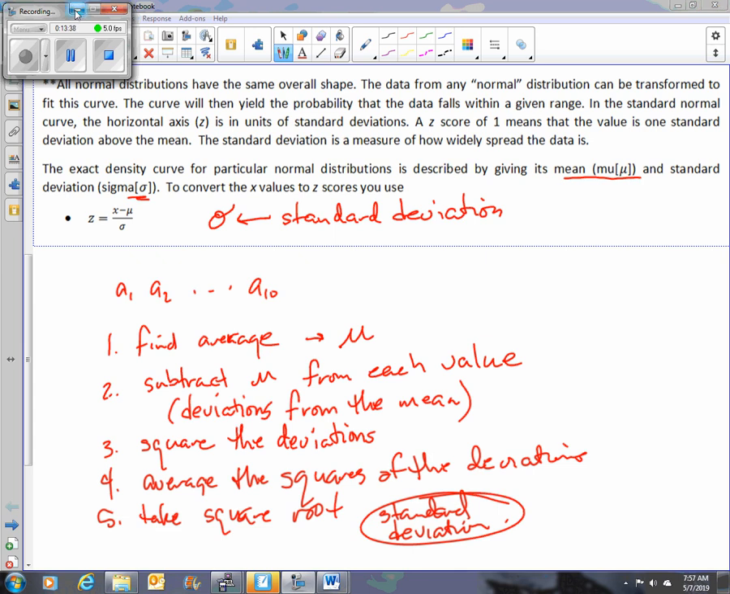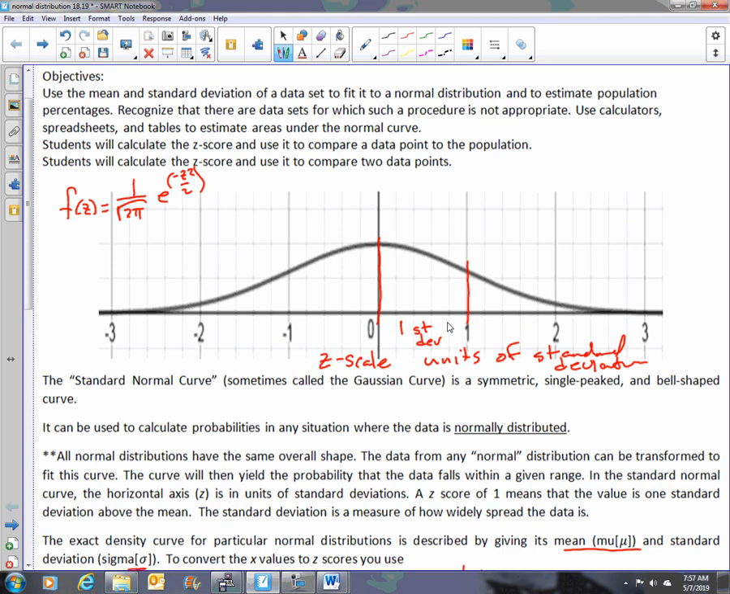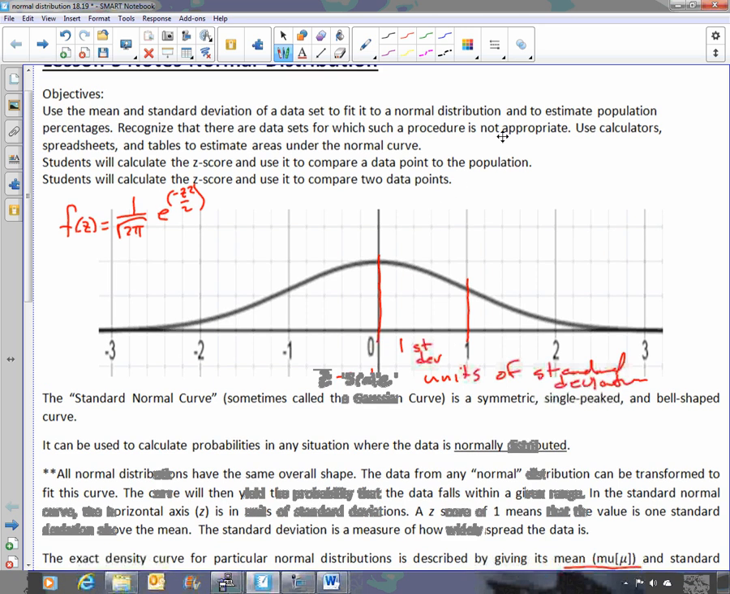Now, here's the idea. If we look back at this curve right here, this is 1 standard deviation above the mean. The mean is at 0, and the z-scores are in units of standard deviation. This score right here is 2 standard deviations above the mean. If your test score were right here, you would be 1 standard deviation below the mean.